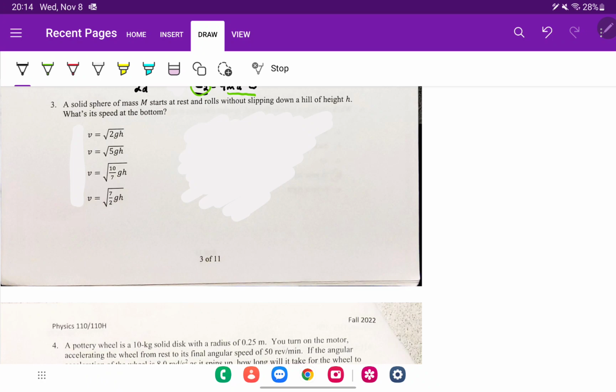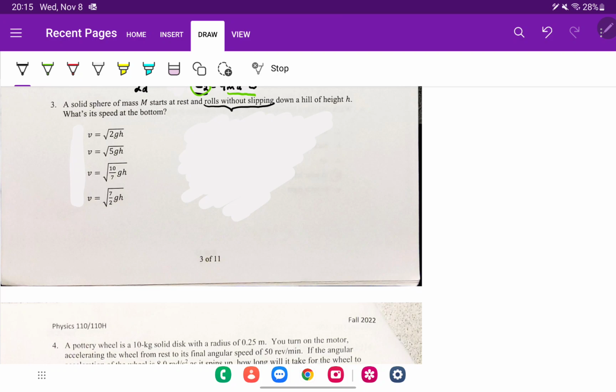Because we're starting with a certain amount of energy when it's at rest, and then it's getting to the bottom of a hill, and that energy will be conserved, all because of this phrase right here, rolls without slipping. That means that there's no friction, and so it's not losing any energy when it's going down this hill, so all the energy is going to be conserved.